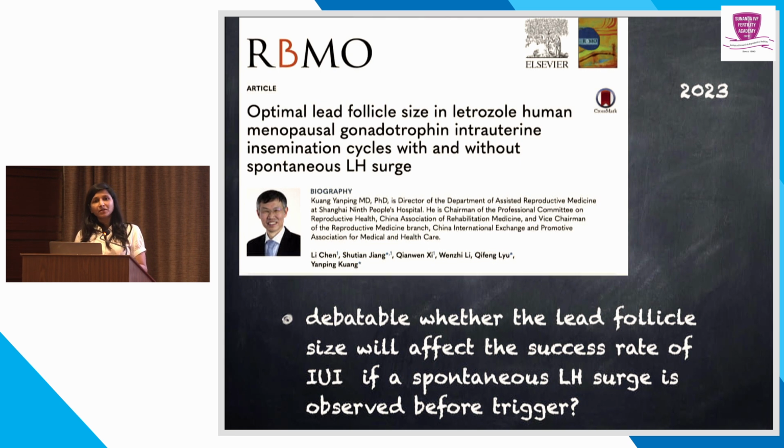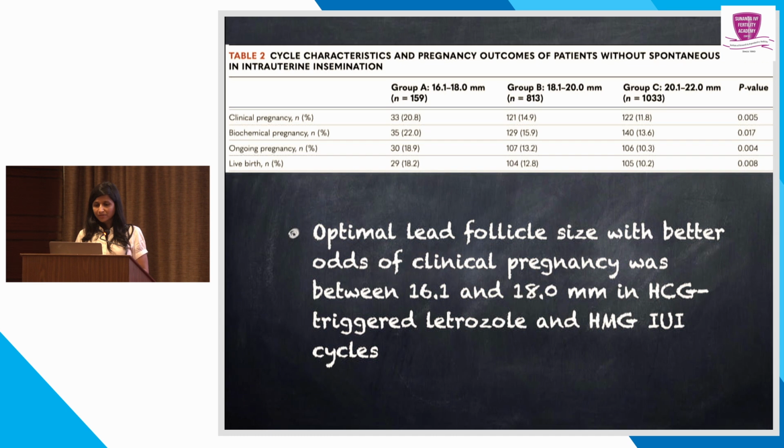And in the other group, without a spontaneous LH surge, they looked at what lead follicle size gave better IUI success. In patients without a spontaneous LH surge who were given the trigger, the optimal lead follicle size with better odds of clinical pregnancy was between 16 to 18. Again, it says to catch the follicle younger rather than waiting longer. So your HMG cycle IUI will work better if you give the trigger early.